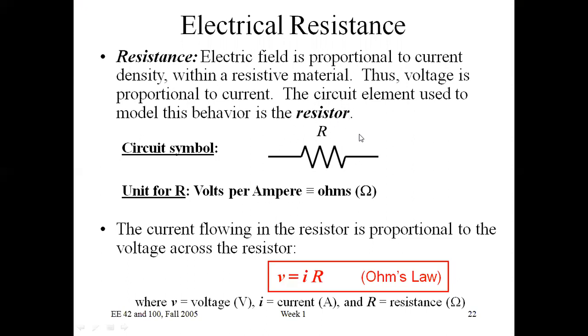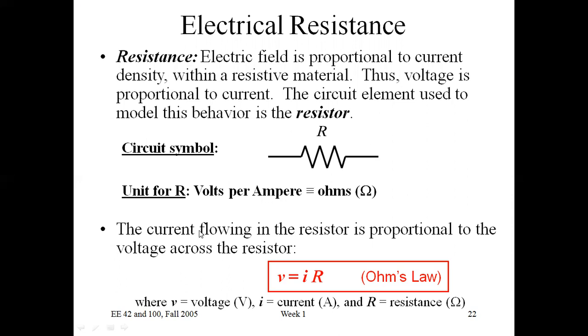Here the circuit symbol for resistance is shown, and it is always denoted by a capital letter R. The unit of measurement for resistance is volts per ampere, and that is called the ohm, in the memory of Ohm.